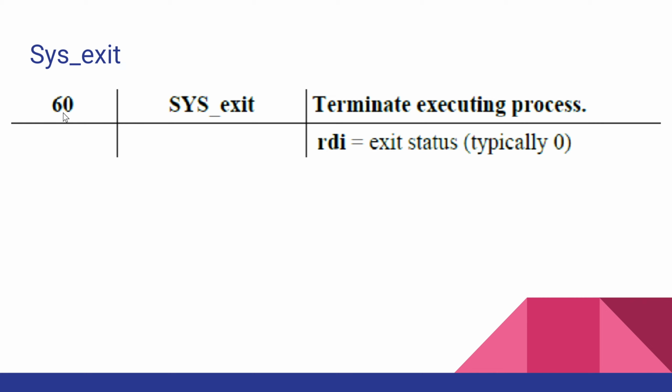Sysexit, 60: sysexit terminates the executing process. RDI equals the exit status, typically 0.